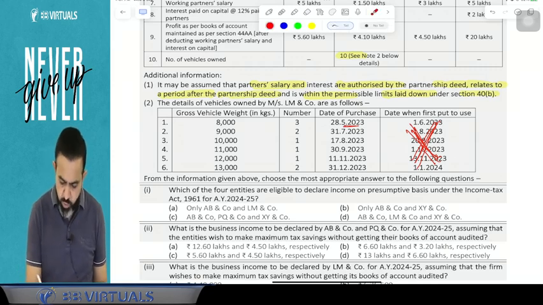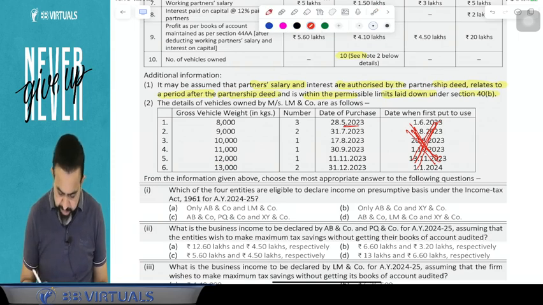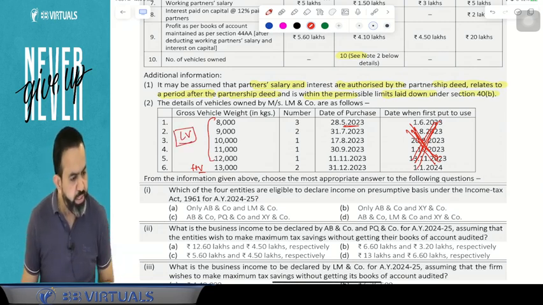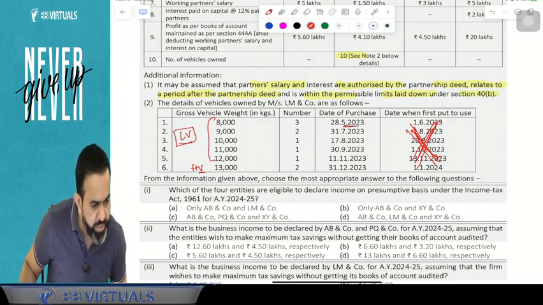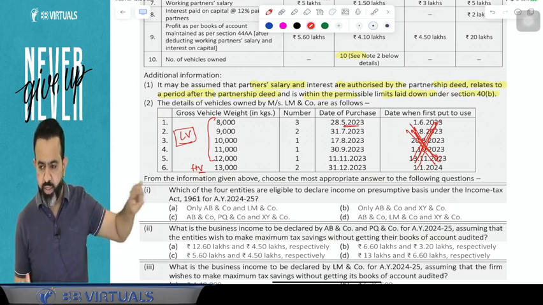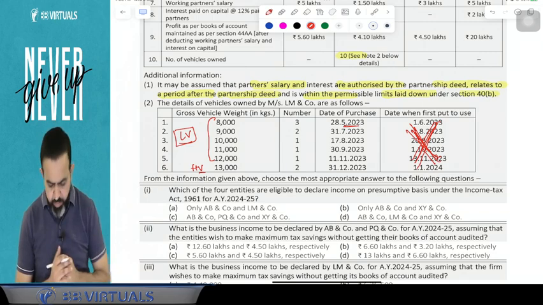So can I say that this is also a light vehicle? Only these 2 vehicles are heavy vehicles, and all other vehicles are treated as light vehicles, or you can say medium vehicles. So the last 2 vehicles are heavy vehicles.